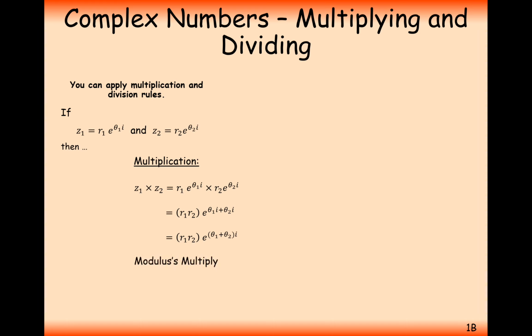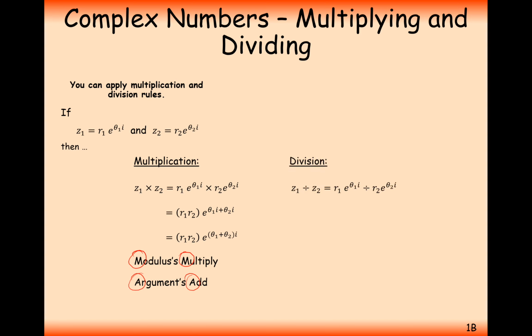So what we're seeing here is that when you multiply two complex numbers together in exponential form, you multiply the moduluses, or the moduluses multiply, and the arguments add. And that makes sense. Moduluses multiply, arguments add. Nice and straightforward there. Division, it's pretty much the exact opposite, as you can imagine.